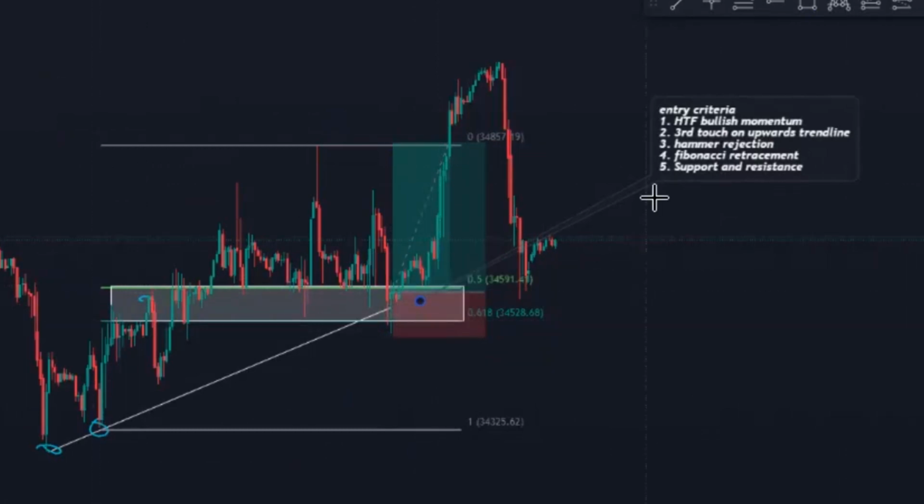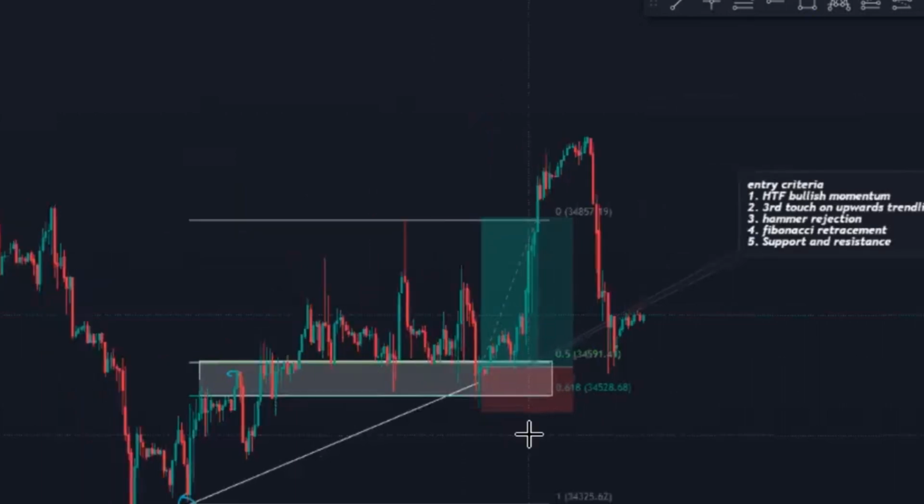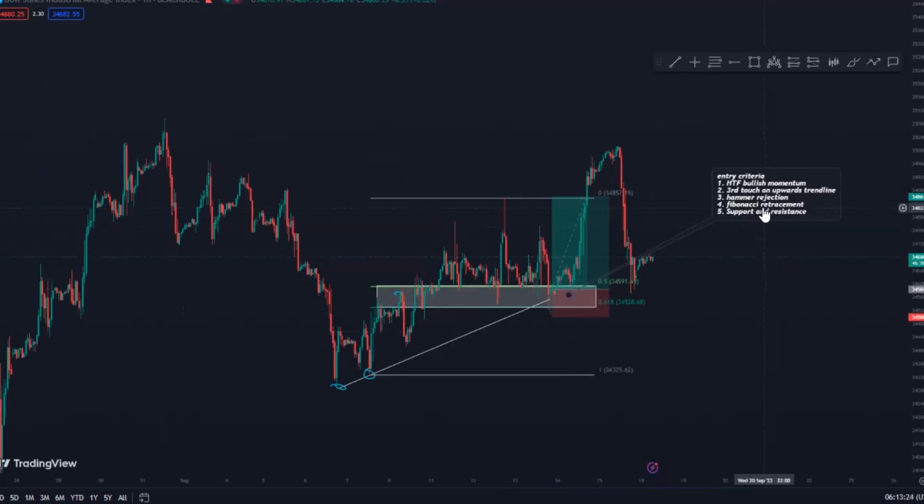And then lastly, we had support and resistance, also confirming that we are now at the level of support, right? Meaning that there's a high chance of price pushing to the upside because we are at a level of support. So this is the entry criteria that I used in order to capitalize on this trade.